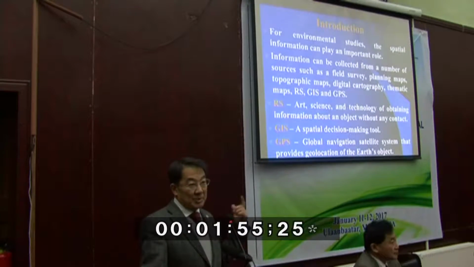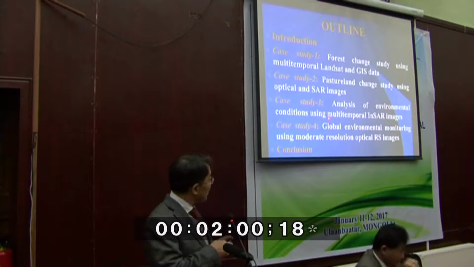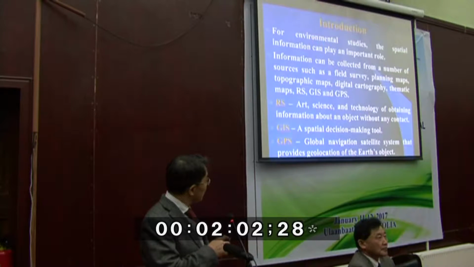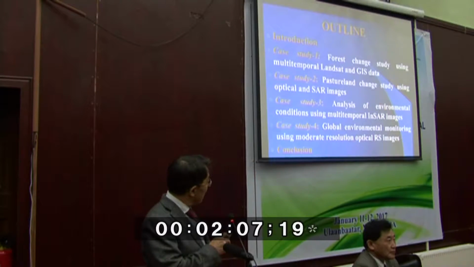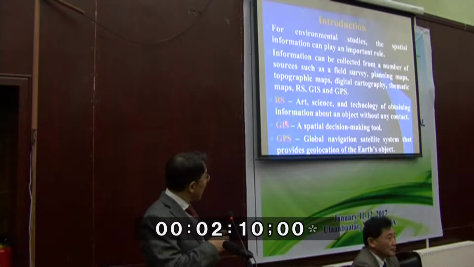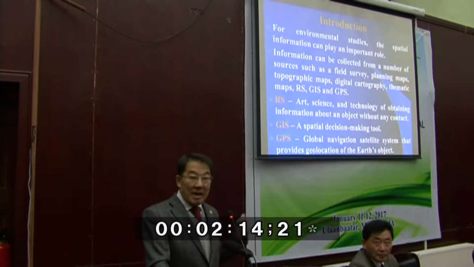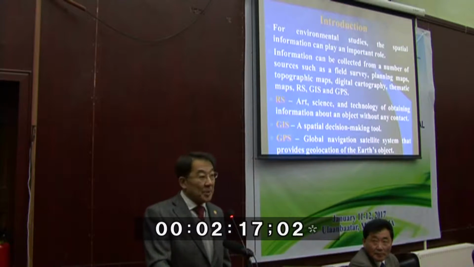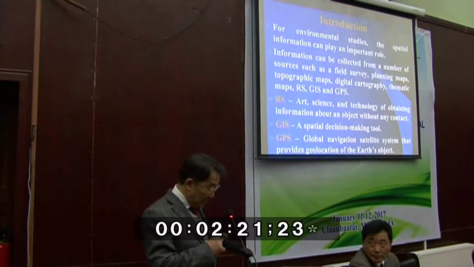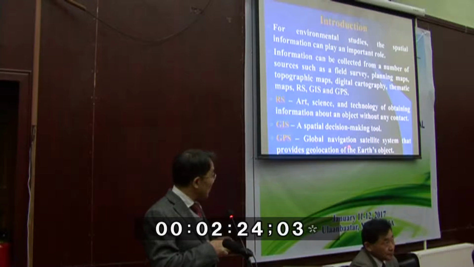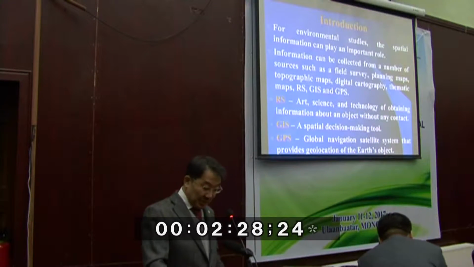In general, remote sensing can be defined as the art, science, and technology of obtaining information about an object without any physical contact. GIS can be defined as a spatial planning and decision-making tool. And meanwhile, GPS can be defined as a global navigation satellite system providing geolocation of the Earth's objects.